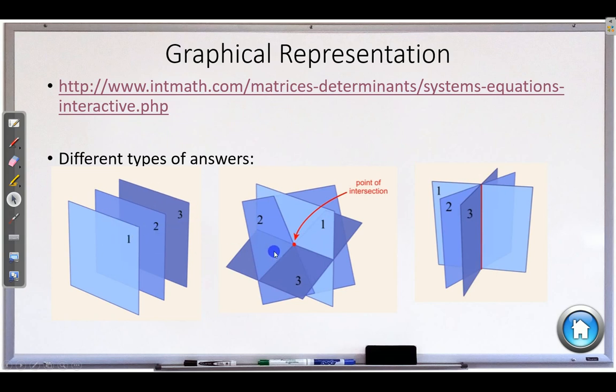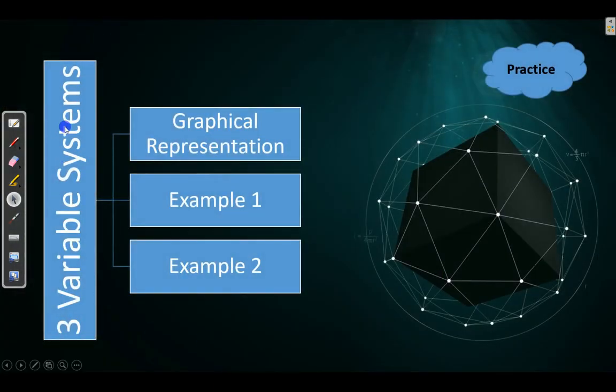You could get the three sheets of paper intersecting and where they all come together in only one point. That would give you one solution. A third option, over here on the right, is if the three sheets of paper intersect in such a way that they share an entire line, and then you'd have an entire line, an infinite number of solutions. So that kind of gives you a visual of what this means to solve a three-variable system.